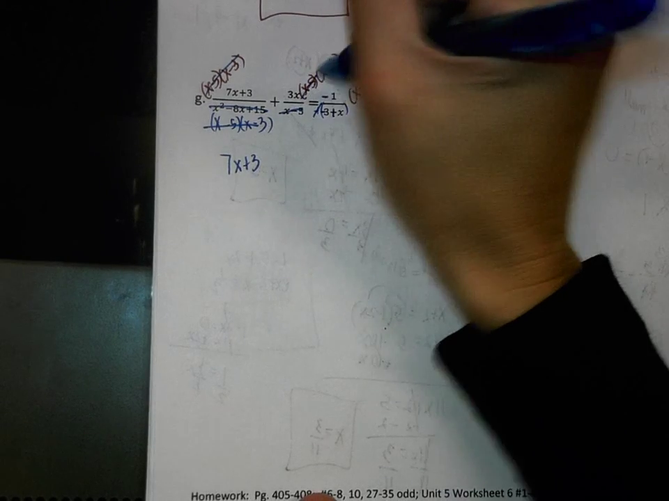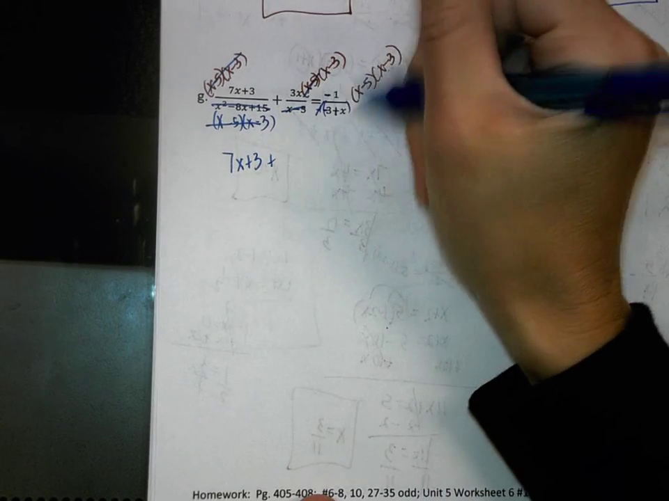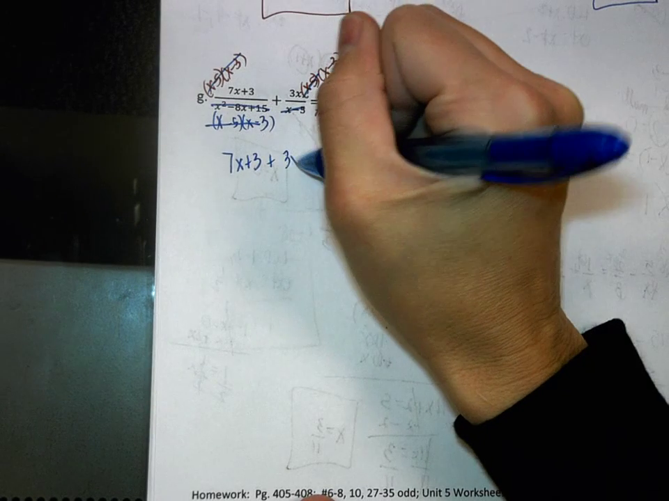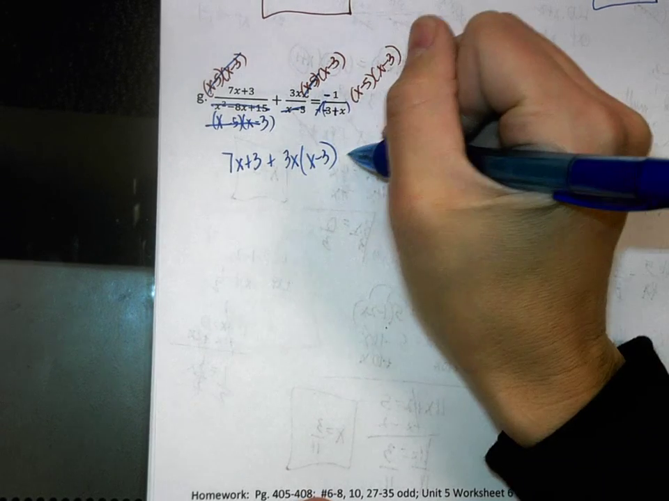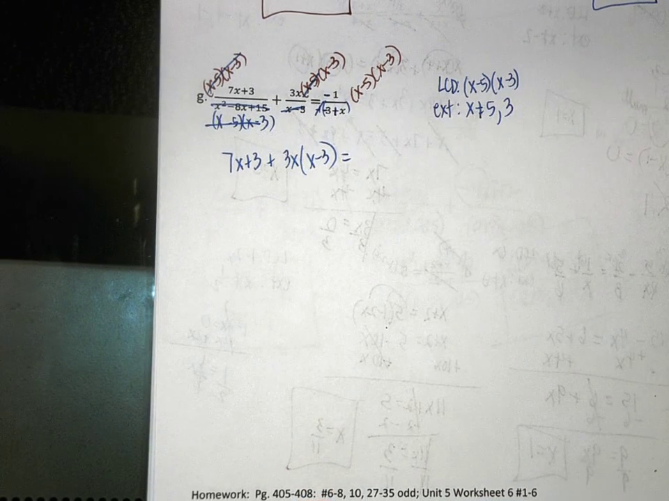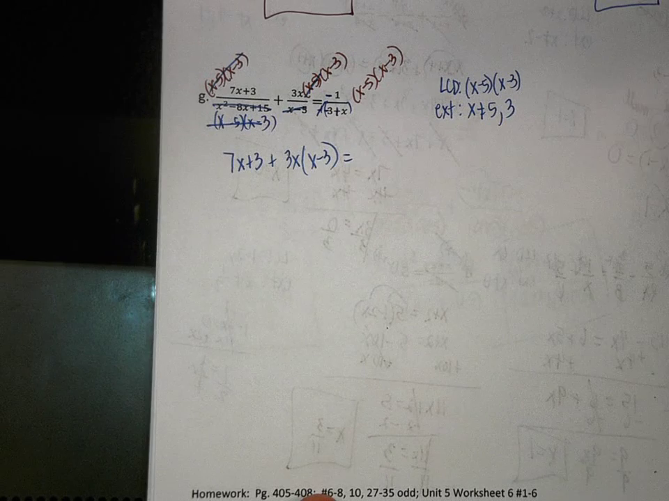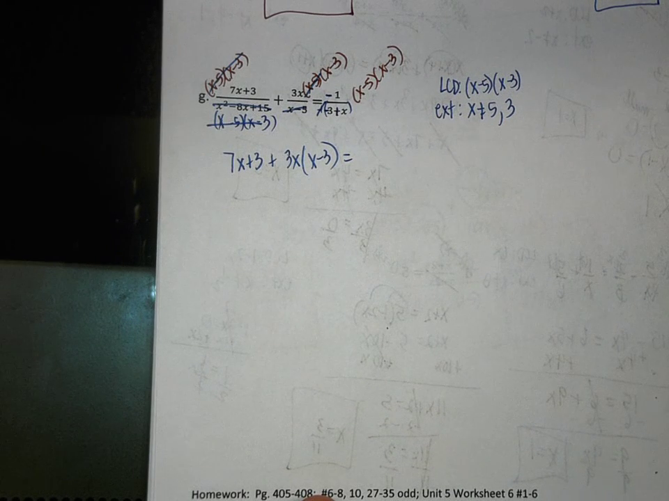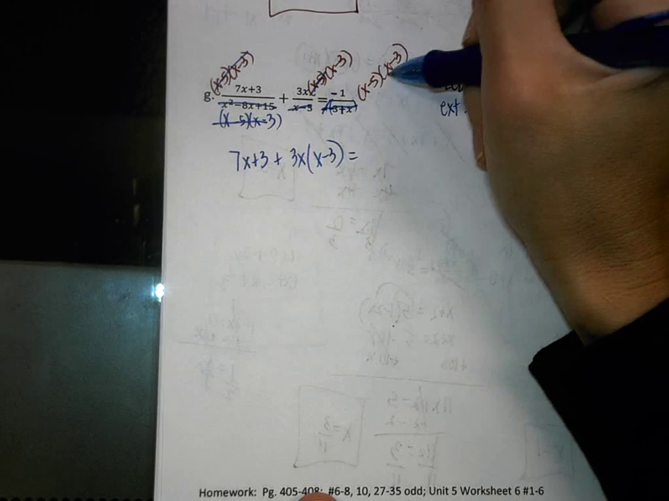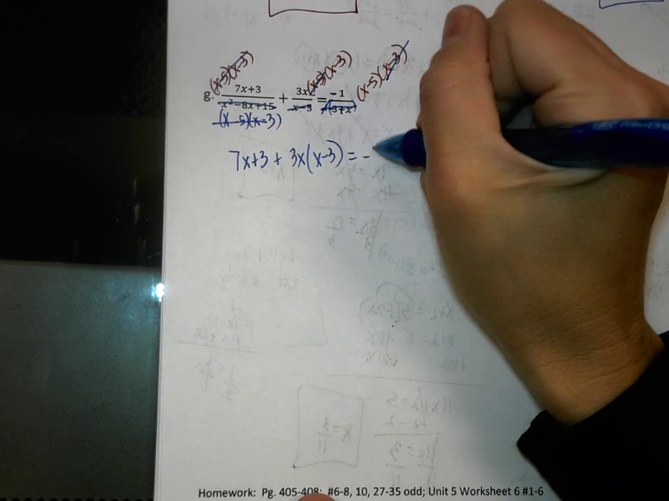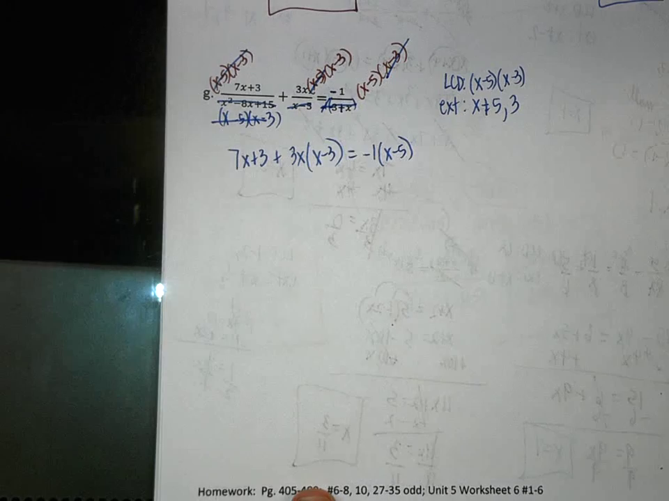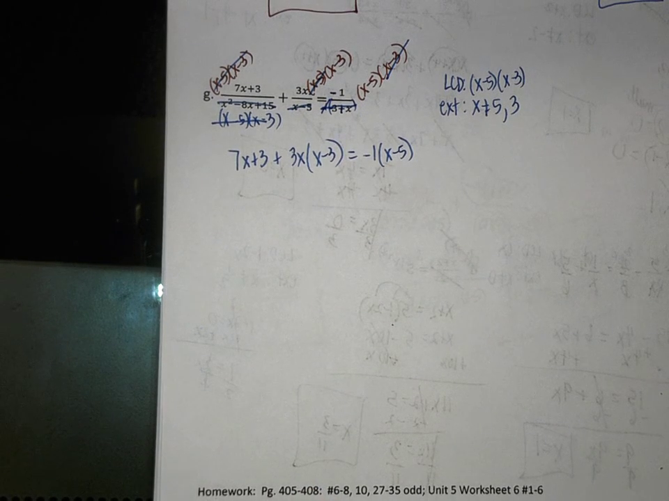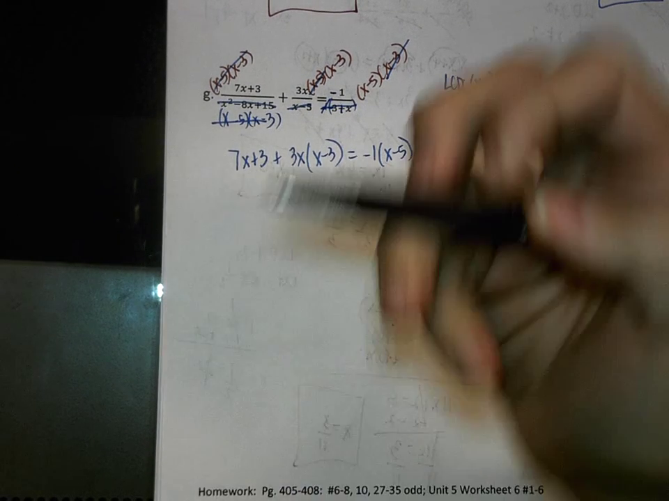And this one, because there's a whole bunch more to multiply, I'm going to write that out as 3x times x minus 3, just to be safe, so that I don't mess up. Equals, and then here, the next one, what happens? Negative 1 times. Good. The x minus 3's cancel, and we have negative 1 times x minus 5. And again, I'm going to write it like that and distribute.